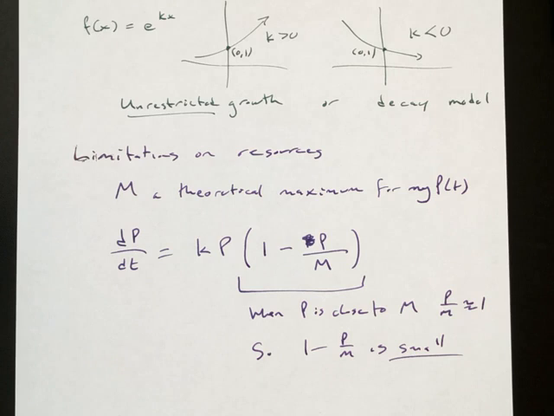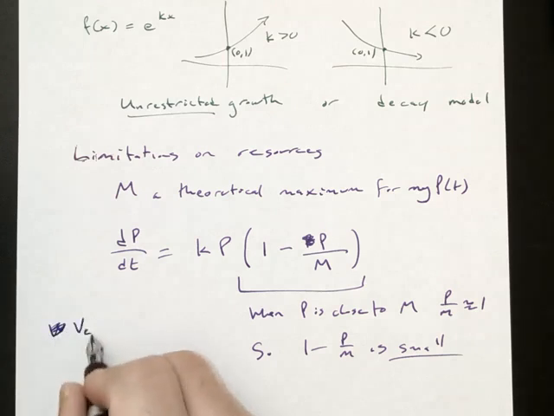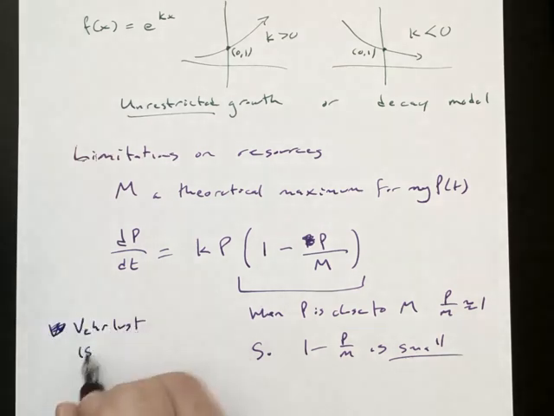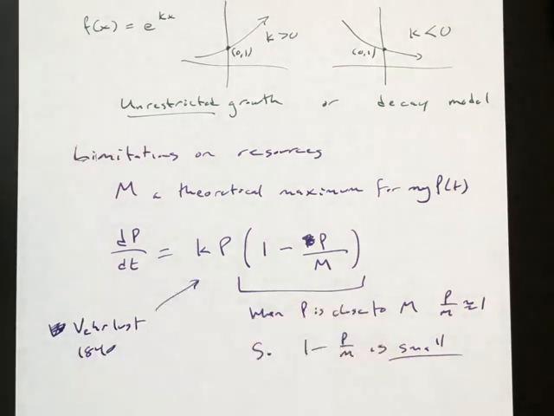The unrestricted growth model was popularized in the early 1800s. And as a response to this, a guy by the name of Verhulst in 1840 introduced this model, which is called the logistic model, and places a little bit more of a restriction on our population.